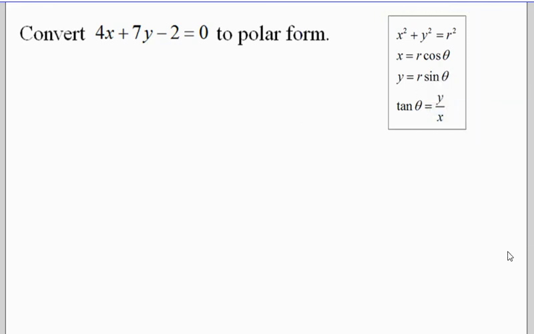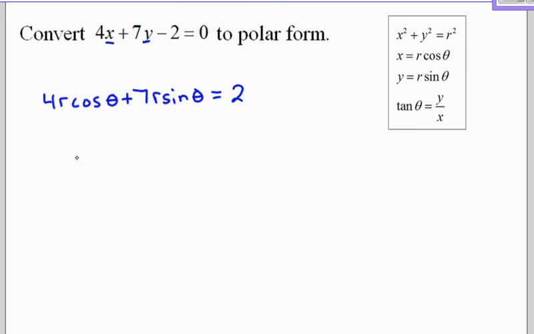All right. So whenever we want to go to polar form from rectangular form, whenever we see an x, we should think r cosine of theta. So this is going to be 4r cosine of theta. Plus 7, instead of y, I'm going to put r sine of theta. And I'm going to take this negative 2 to the other side. It becomes positive 2.